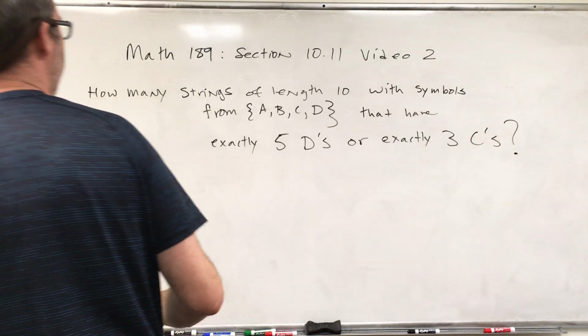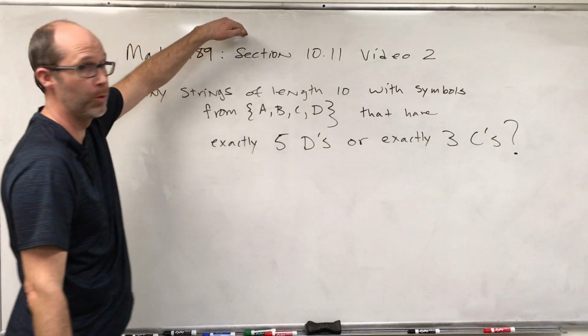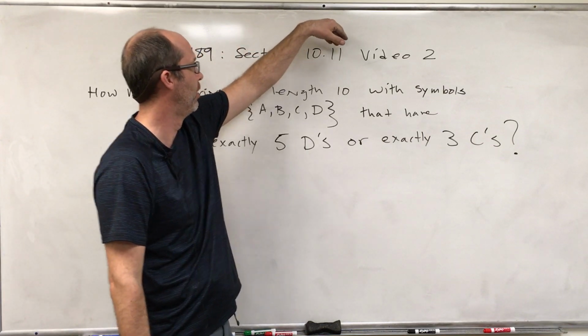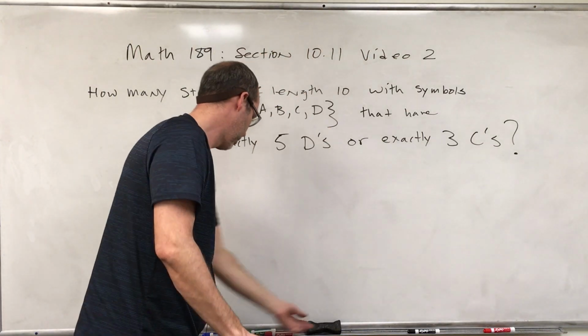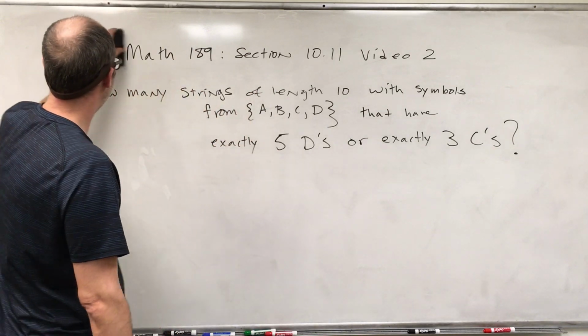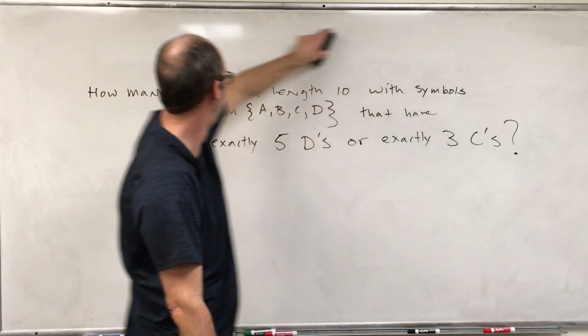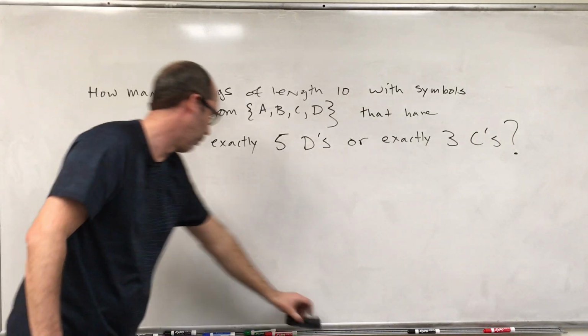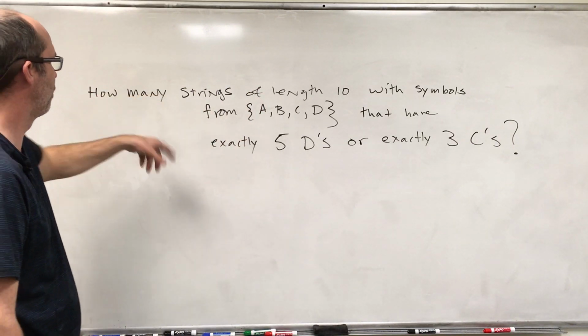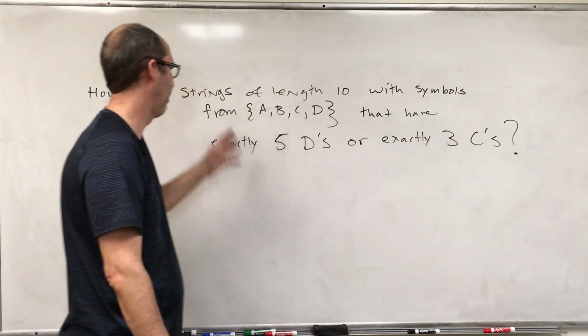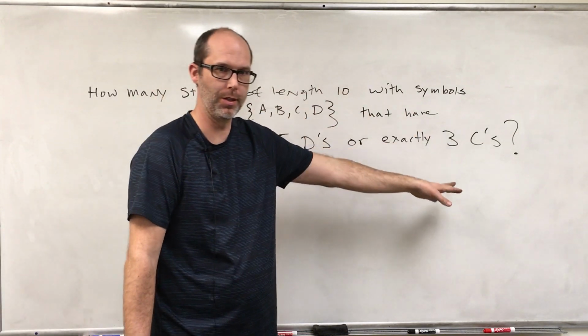All right, Math 189, section Zybook, section 1011, inclusion-exclusion, video 2. Right here, we're going to solve this problem. We're going to answer this question: how many strings of length 10 with symbols from A, B, C, D have exactly 5 Ds or 3 Cs?